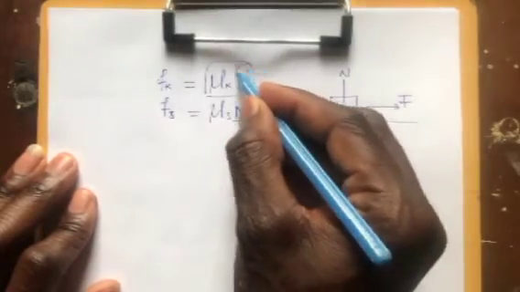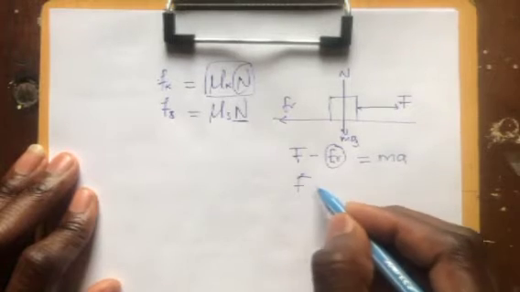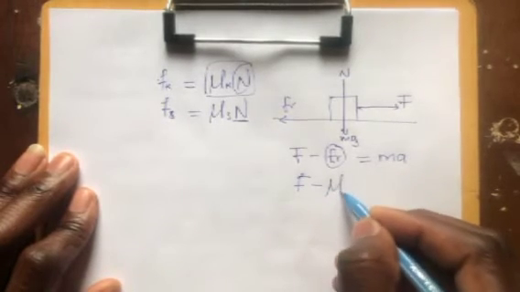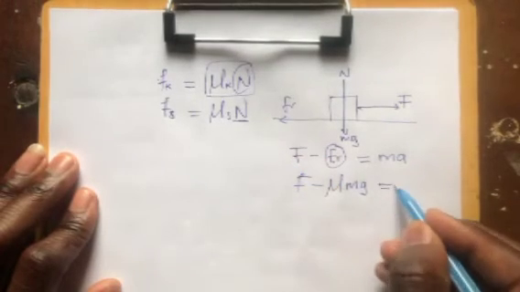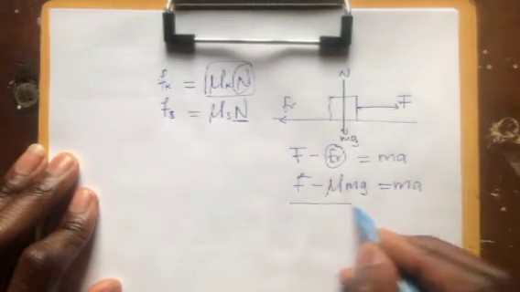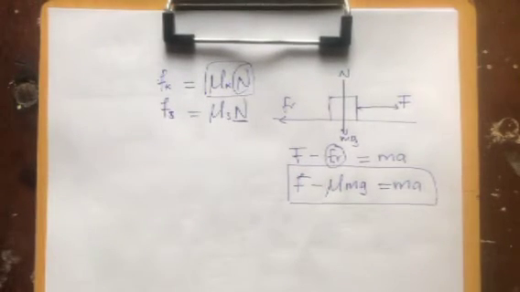And remember, the normal force has to be equal to mg, meaning that your formula has to be like this: F minus mu, you just put mg where there is normal force, and you equate everything to ma. This is one of the formulas mostly applicable when solving questions based on dynamics.